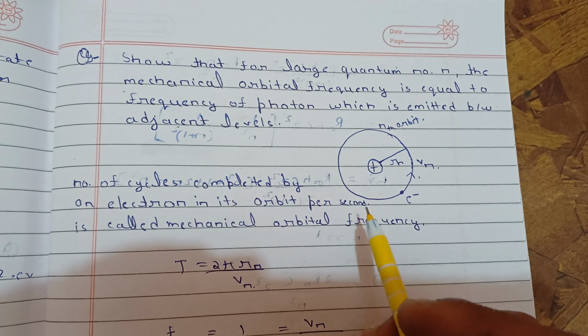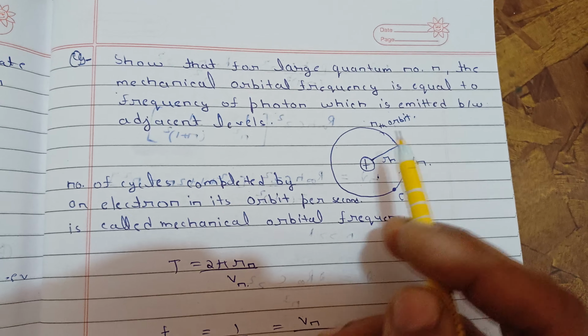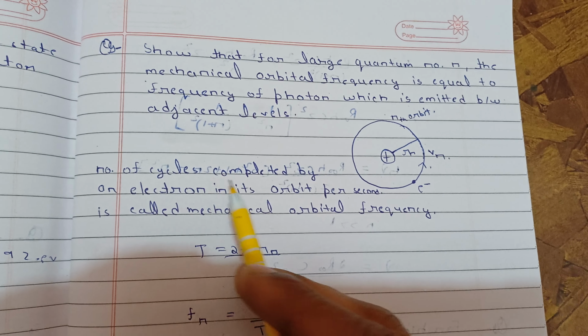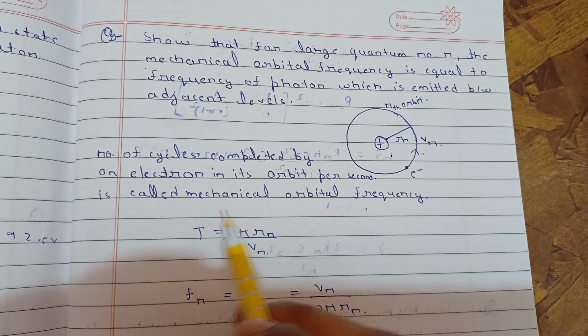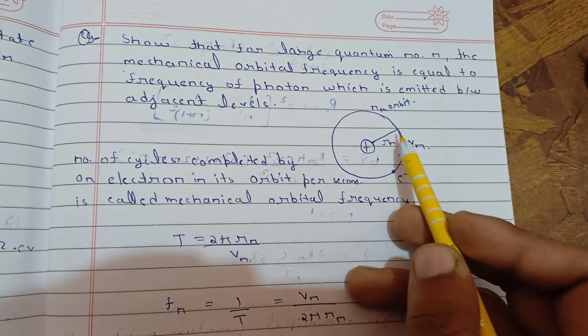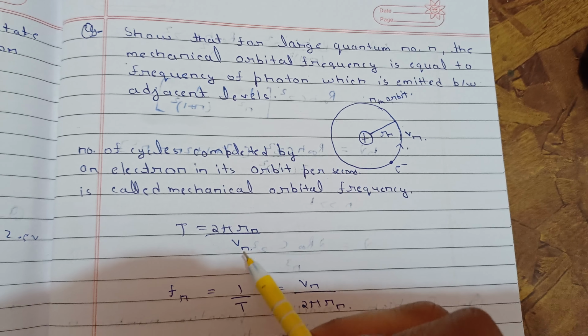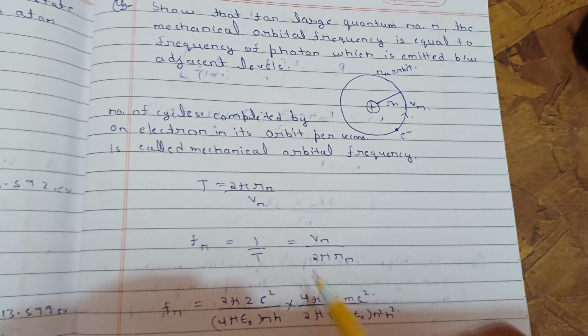So what is the meaning of frequency? Frequency means how many cycles or rounds the electron is doing per second in this orbit. The number of cycles completed by an electron in its orbit per second is called the mechanical orbital frequency. So you know what the radius Rn is. So what is this complete distance? This will be 2 pi Rn divided by the speed of the electron Vn. This will give you time, and 1 upon T will give you frequency.